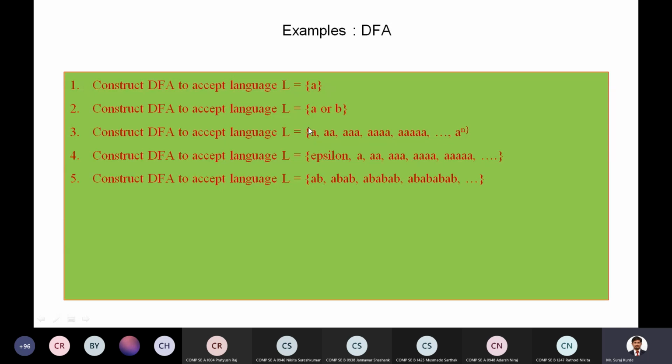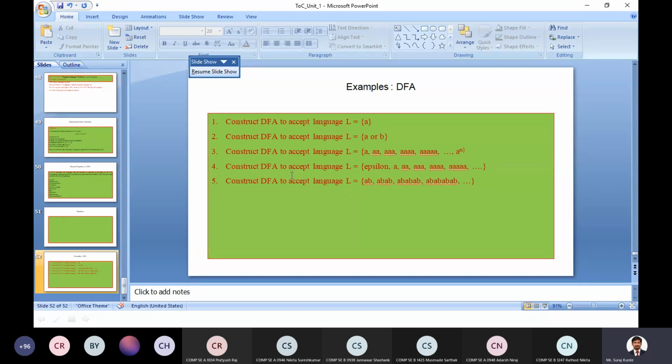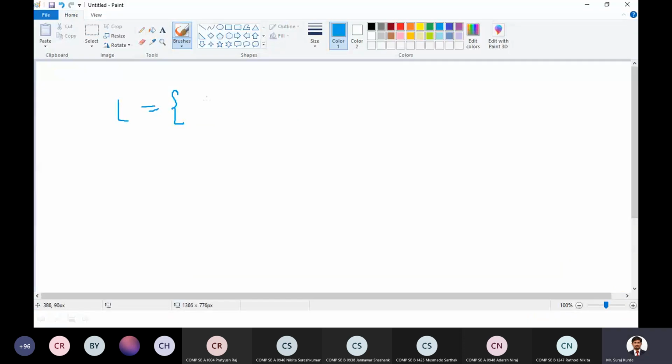Now using the third language, L is equal to A, double A, triple A, that is A plus, what you have to do is draw the diagram for the fifth question. Construct a DFA to accept the language L is equal to. Let me write it.